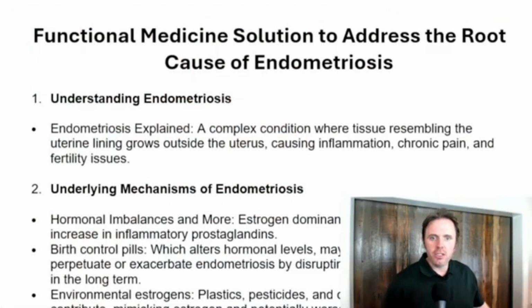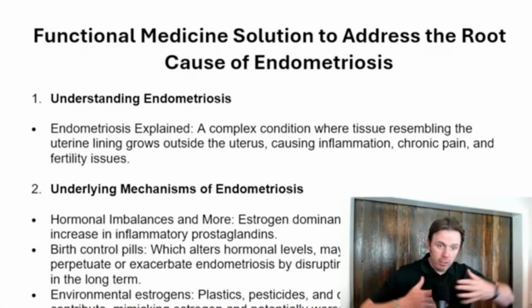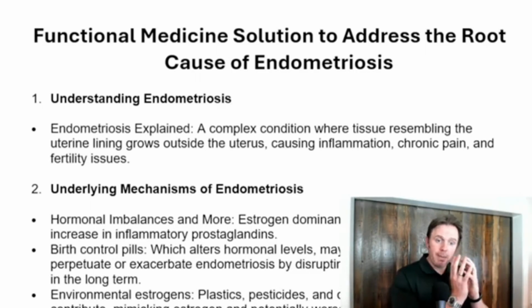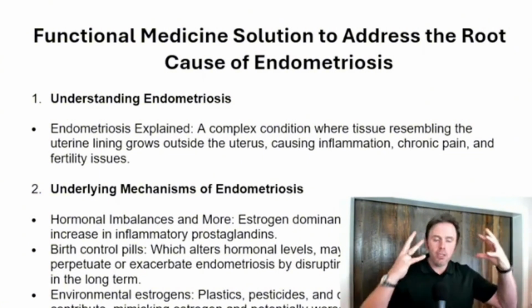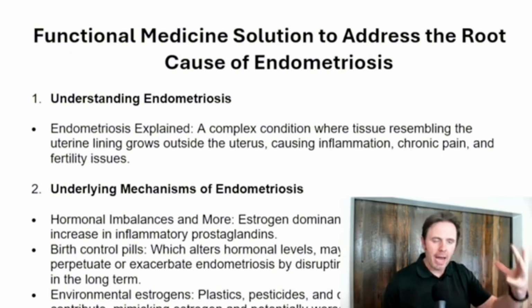All right, so first off, what is endometriosis? It's a complex condition where you have the uterine lining. Your uterus is where the baby grows, where the egg implants, and we have tissue in that uterine lining. When that tissue starts to grow in other places in the body, it could be on top of the uterus, it could be on the bladder, it could be on the colon. When it grows in other areas outside of the uterine lining, that's considered endometriosis.